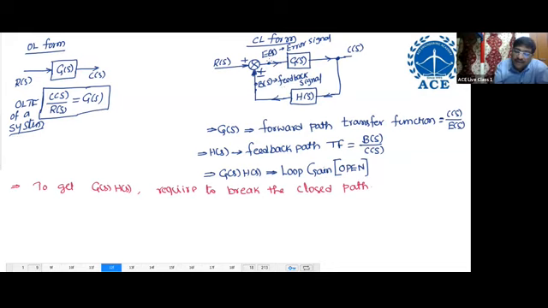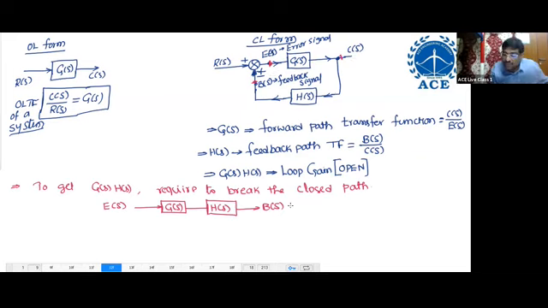Where do you break the path? At E of S, as well as here, B of S. They break the path here, and they don't consider input as R of S, output as C of S. So that means they consider input as what? E of S. And then here block gain is what? G of S. And next block gain is what? H of S. Output what? B of S. So they break the path here, and they don't consider input as R of S, output as C of S.